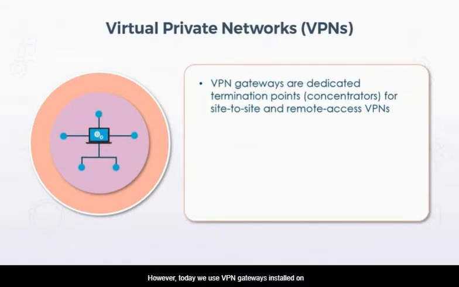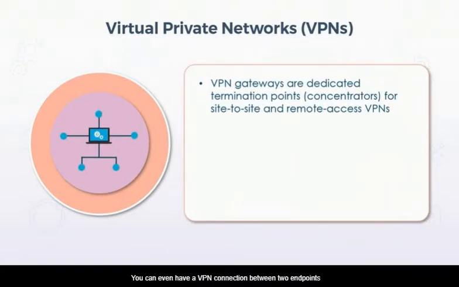However, today we use VPN gateways installed on head-end devices at headquarters and branch offices, regional offices, physical and virtual appliances at cloud providers, and other points of presence on the network. A VPN gateway is a dedicated termination point or a concentrator for various types of VPNs. The two main types of VPNs are site-to-site VPNs, where you have a device at two different sites, creating a tunnel between them, and remote access VPNs, where users using endpoints like laptops, mobile phones, and pads, with or without some type of client software, will connect remotely to the VPN gateway.